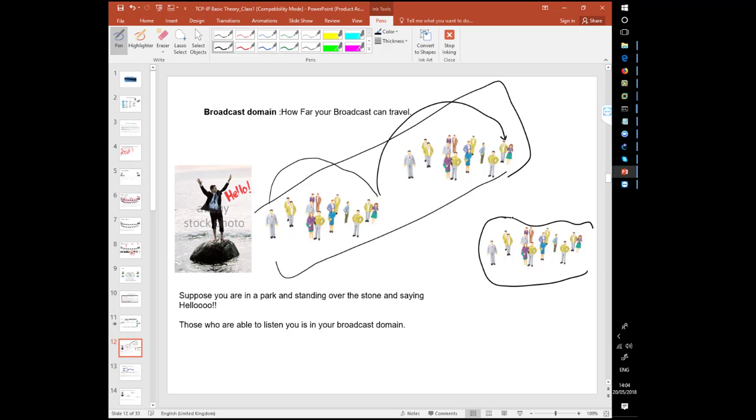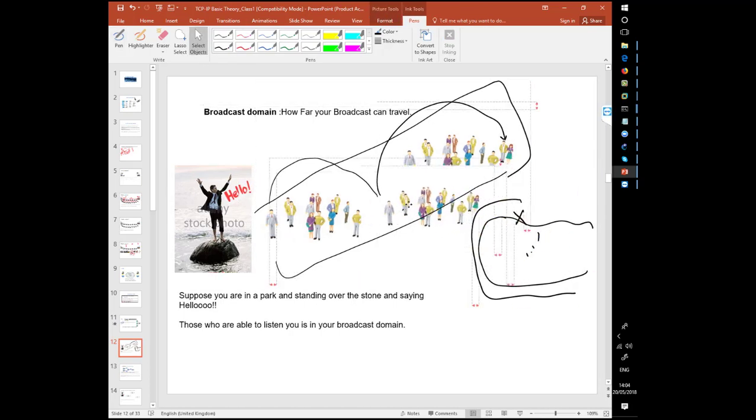All these people are sitting in the same park, but they are not able to listen to your voice, so they are not coming under your broadcast domain. These people are under your broadcast domain because they are able to hear you saying hello. If I drag these people a little bit closer, they will also come under your broadcast domain because now they are able to listen to you as well. So broadcast domain is nothing but how far your broadcast is traveling.